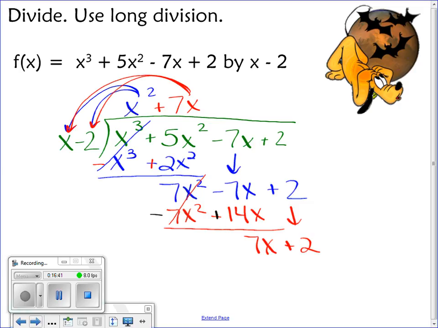And we start again. We keep going until we can't keep going through the process. What do you multiply x by to get 7x? 7. Positive 7. We multiply 7 times x. 7 times negative 2.